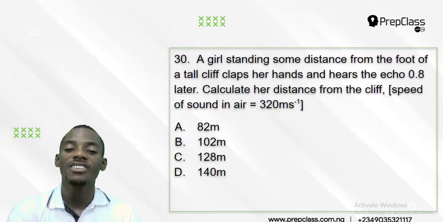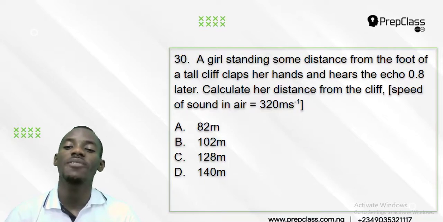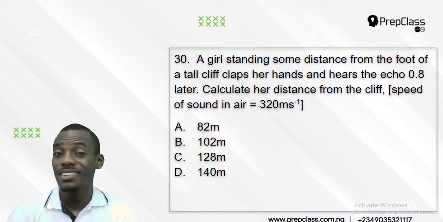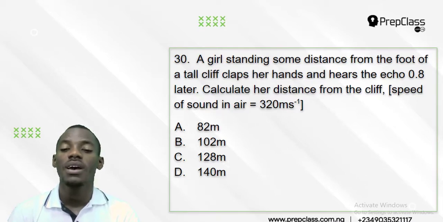Let's check out the last one. A girl standing some distance from the foot of a tall cliff claps her hand and hears the echo. So this is the echo question. The echo is heard 0.8 seconds later. Calculate the distance from the cliff. The speed of sound in air is 320 meters per second. Now let's check that out.